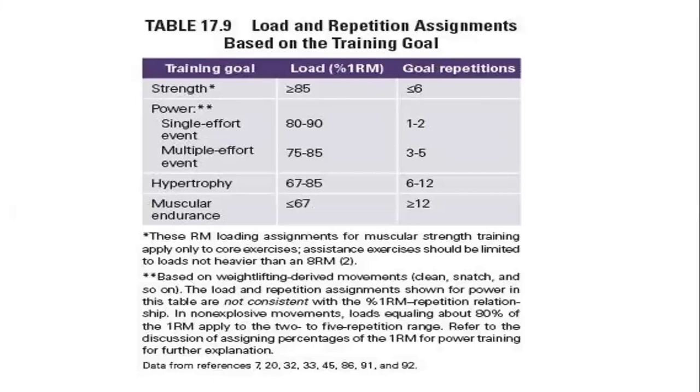And looking at muscular endurance, you would look at that same 100 pound 1 rep max. You would lift less than or equal to 67 pounds, but lift greater than or equal to 12 reps in order to work on muscular endurance. Again, if you'd like to stop and read everything, please do so.